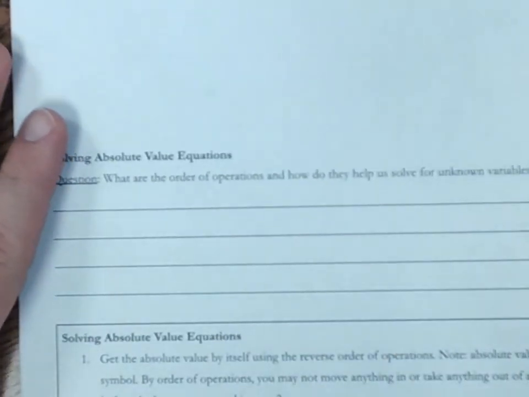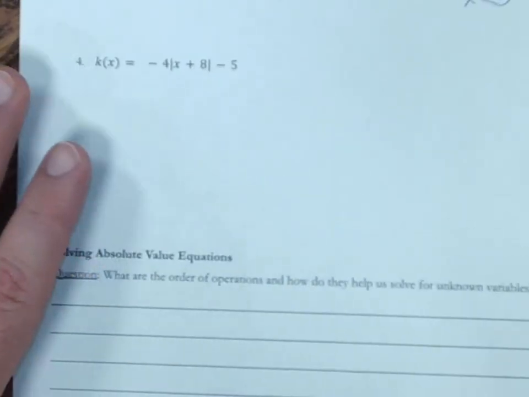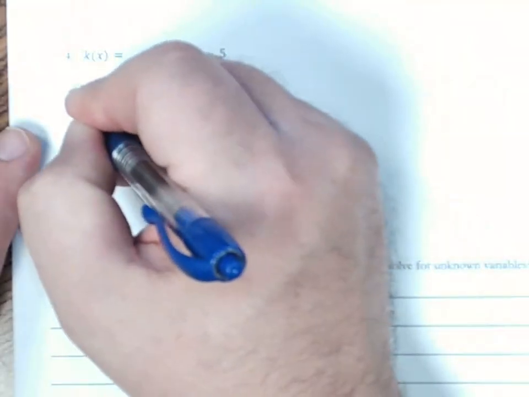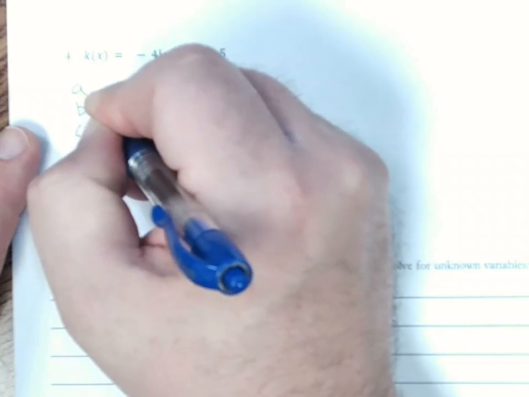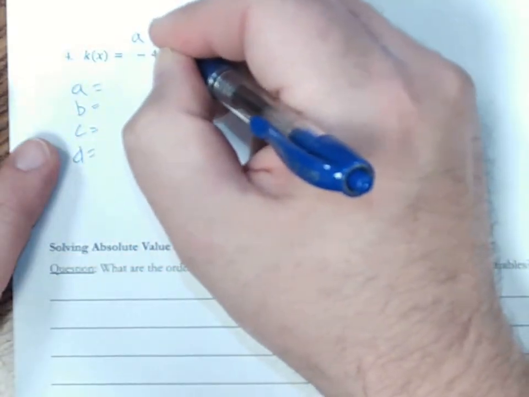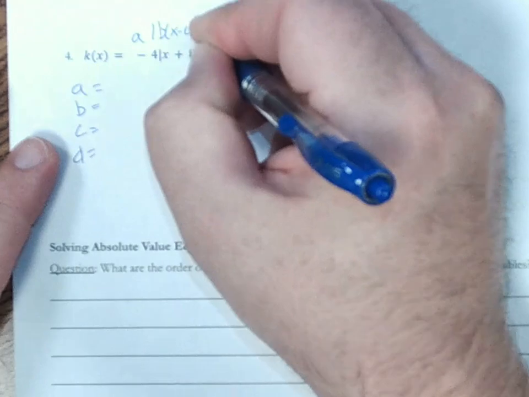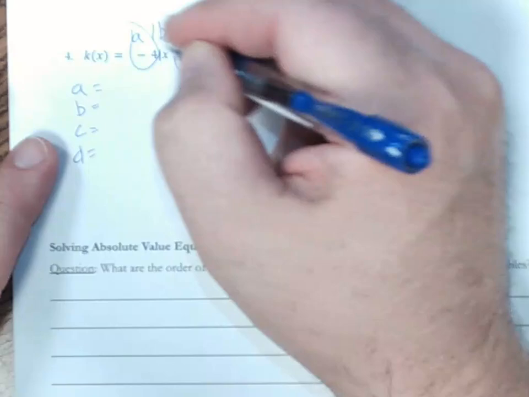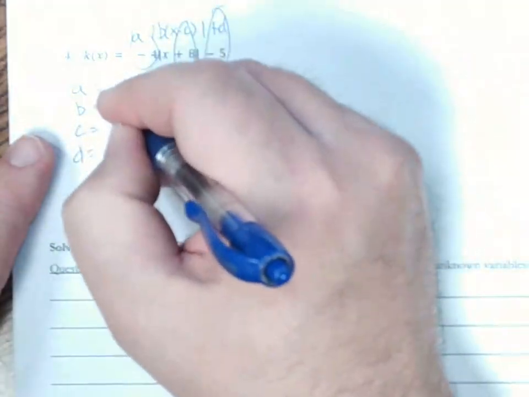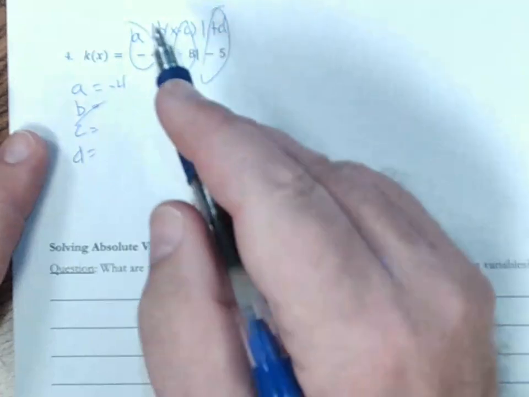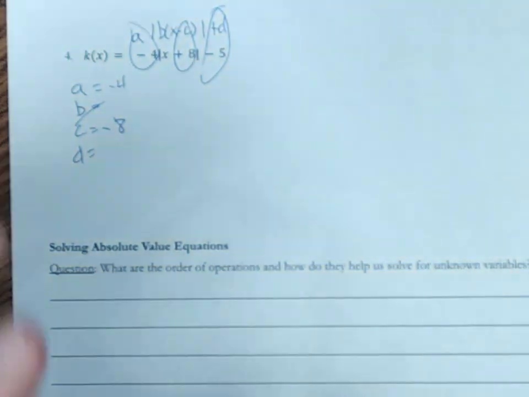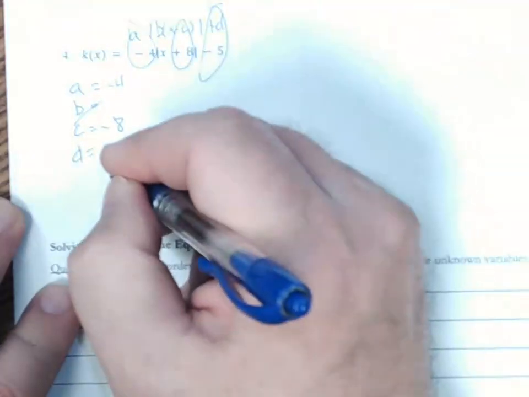Last one here, and this has got almost everything. We've got k of x equals negative 4 times the absolute value of x plus 8 minus 5. Let's find out what our a, our b, our c, and our d are. So let's see, we would have a times the absolute value of b times x minus c plus d. There's my d. There's my c. This is an a. Doesn't look like I have a b. So a is negative 4. B we're not going to worry about. C, it looks like it's negative 8, but remember we changed the sign. So I'm sorry, it looks like it's positive 8. So we changed the sign and it's negative 8. And then right here we got d is negative 5.